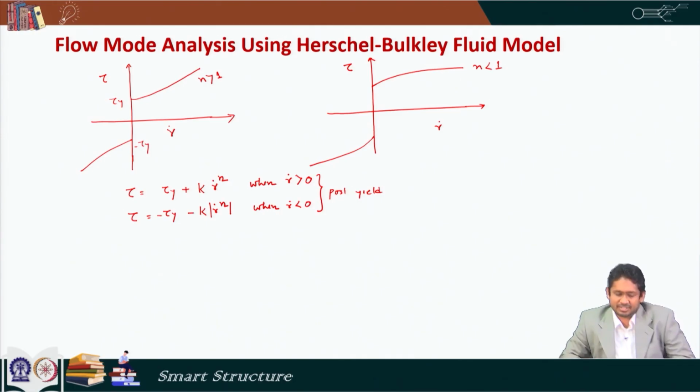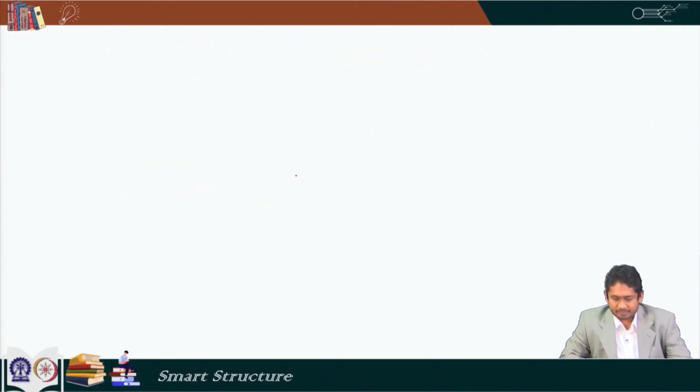Now, in general the ER or MR fluids are shear thinning fluids, which means in most of the cases they have n less than 1. But our formulation is more generic here, whether n is greater than 1 or less than 1 does not matter, the same formulation holds. So, we will do it using the flow mode.